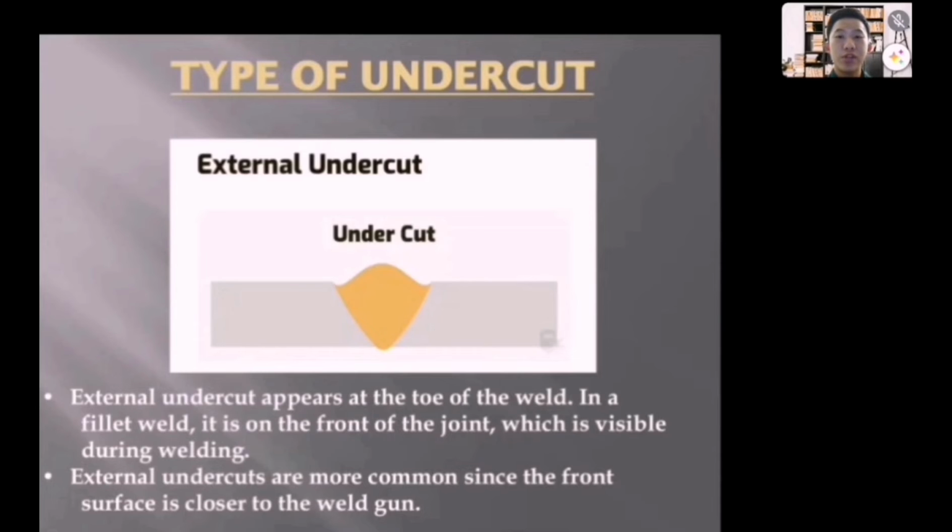Let's move on to the types of undercut. This is the external undercut. External undercut appears at the toe of the weld. In a fillet weld, it is on the front of the joint, which is visible during welding. External undercuts are more common since the front surface is closer to the weld gun. These are pictures of the external undercut.